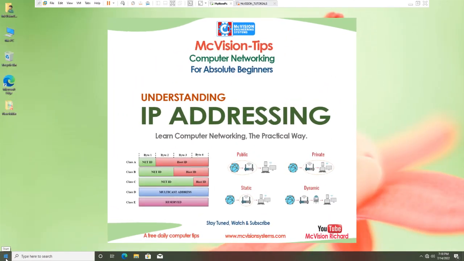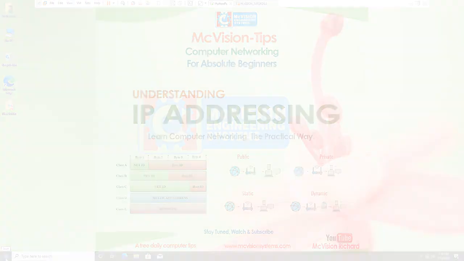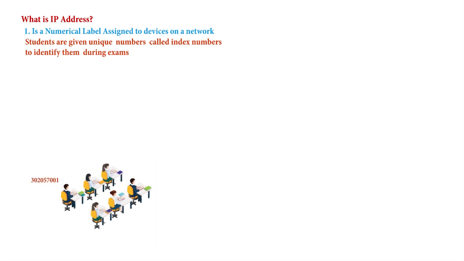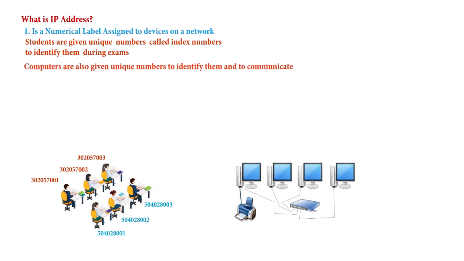Coming back to today's lesson, we are going to learn about IP addressing. Now, explaining what an IP address is could be done from a layman's perspective as well as a technical perspective. In layman's perspective, we can say that an IP address is a numerical label assigned to devices on a network. Just like students having unique index numbers to identify them in the exams hall, so do computers, and some devices on a network are also given unique numbers in order to reach them and to communicate with each other.